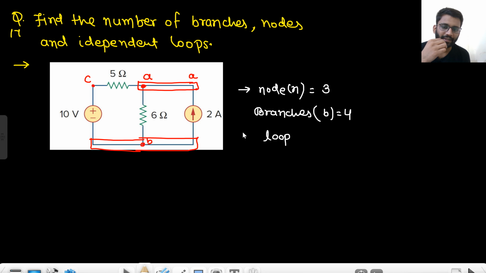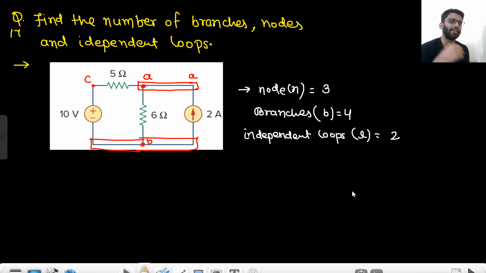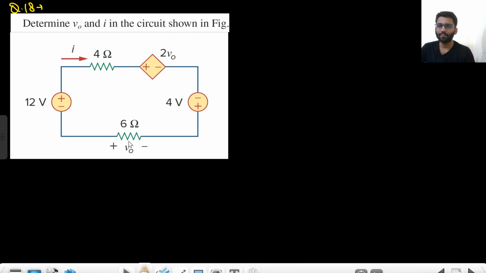And what are the loops? Loops means independent loops. 1, 2. 2 independent loops are there. So the formula that we studied, B equals N plus L minus 1, is also being verified. 3 plus 2 minus 1 is equal to 4. Okay. Very simple thing.